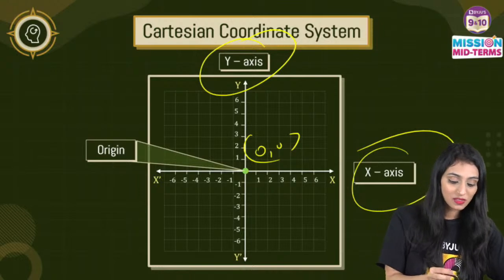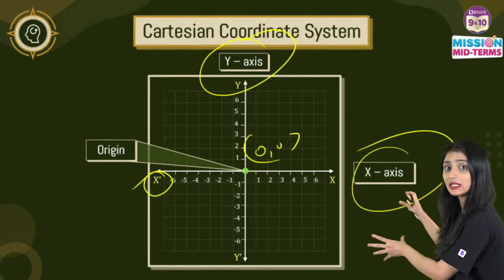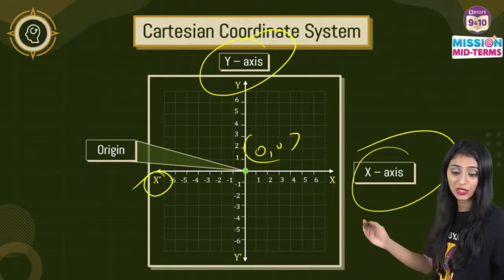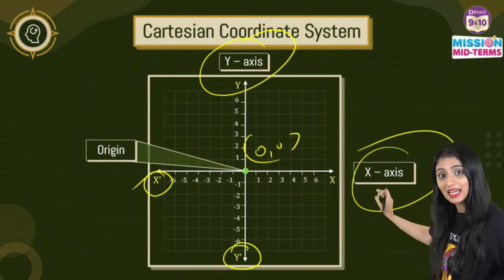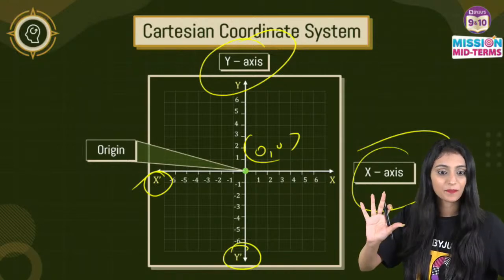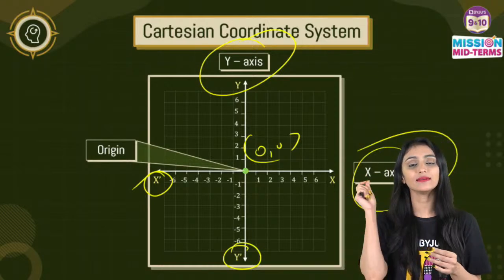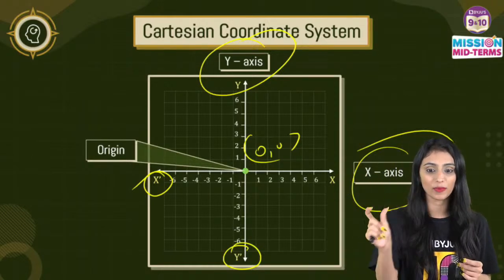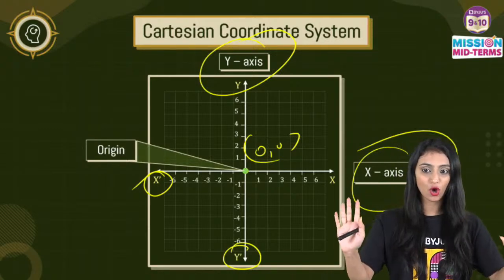And basically, this is the x dash. This represents what? It represents the negative of the x-axis. Similarly, this is y dash. What does this represent? This represents the negative of the y-axis. Correct? So, there are two axes. They are perpendicular. The point at which they intersect is the origin, and its coordinates are 0, 0. Negative of x-axis, positive of x-axis, we all know that.